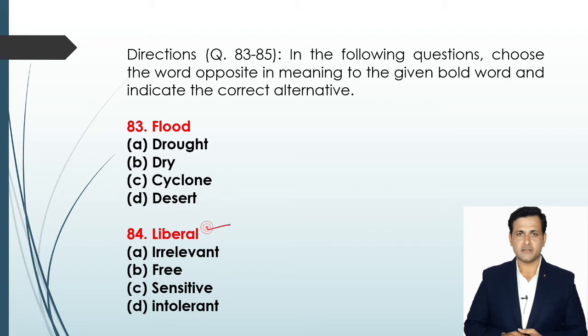Liberal. The opposite of liberal is intolerant. So option D is correct. Liberal, its opposite, intolerant.